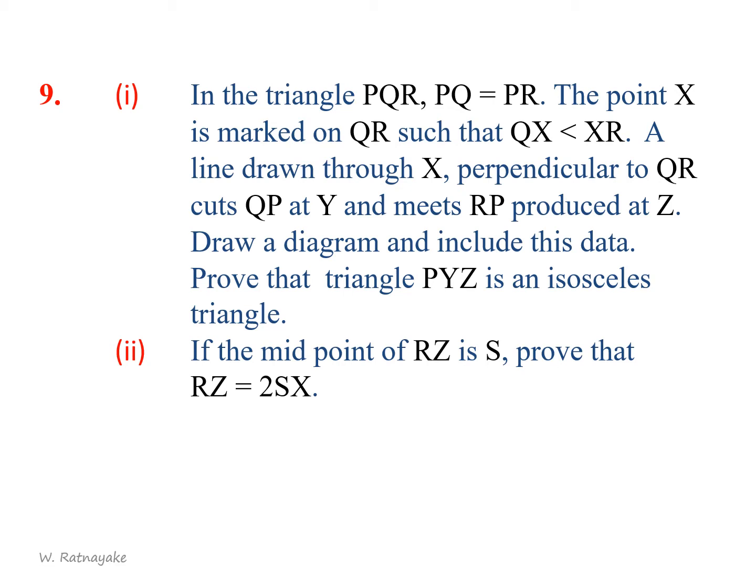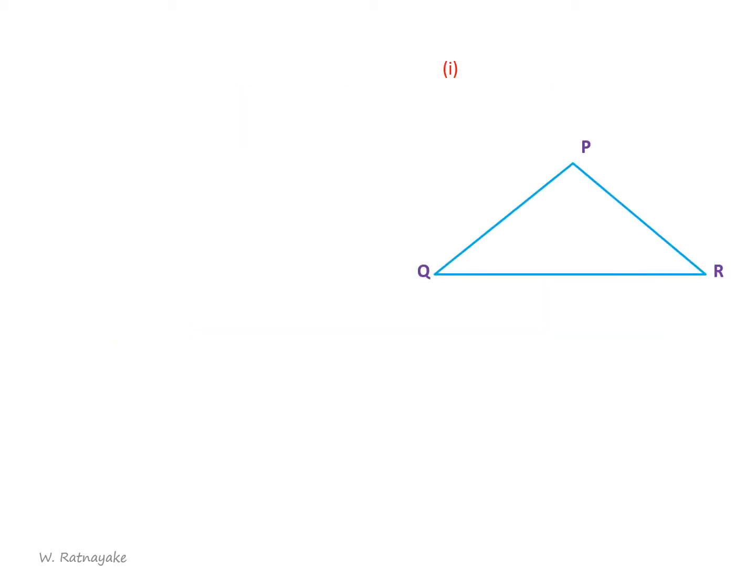As the first step of the solution, we have to draw a triangle and mark it as PQR. The triangle should be an isosceles triangle. The sides PQ and PR must be equal, so we can mark that PQ and PR are equal, like we have marked on the diagram here.